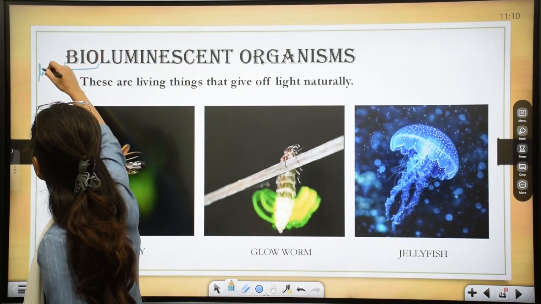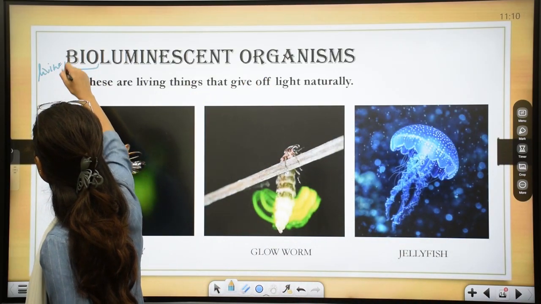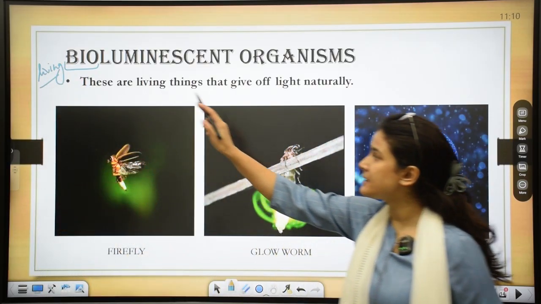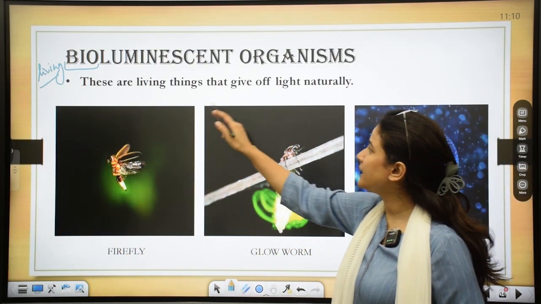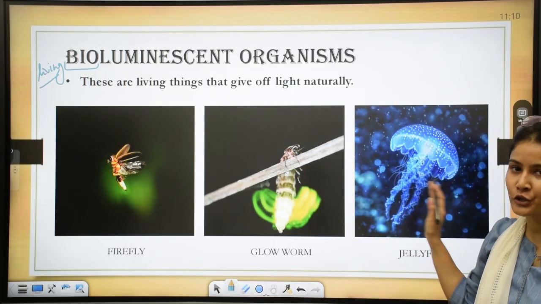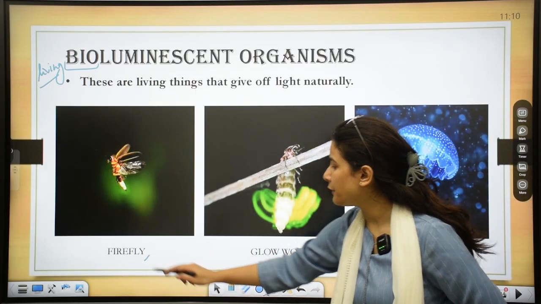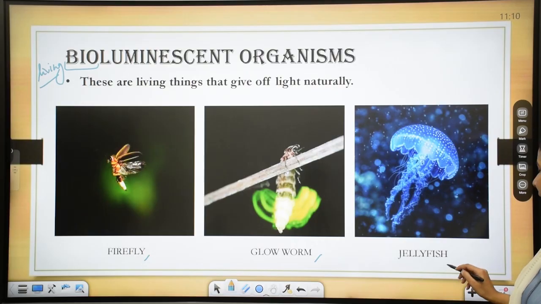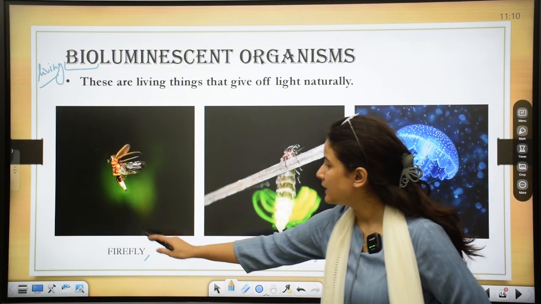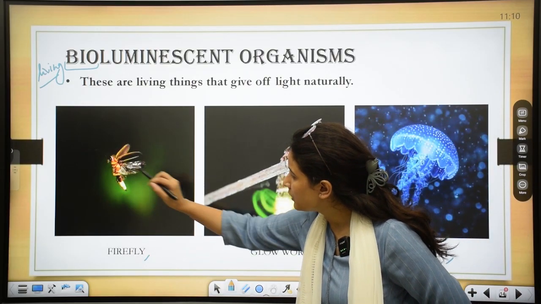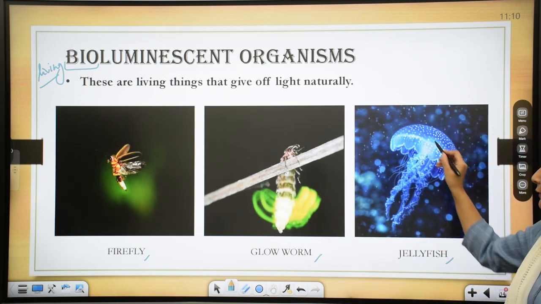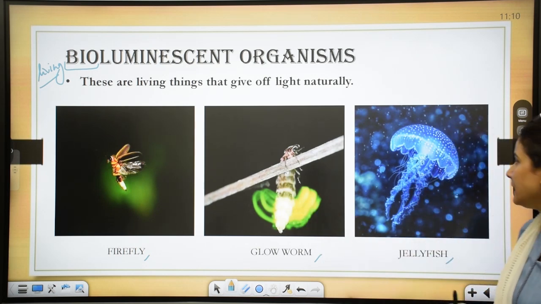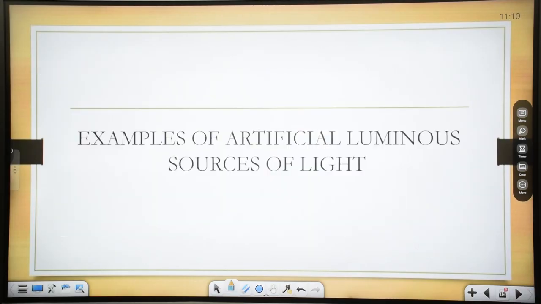Bio means anything that is living in this case. Some of the living things also produce their own light. These living things give off light naturally. For example, firefly, glowworms and jellyfish. You can see the firefly is emitting light of its own, the glowworm is emitting light of its own, and the jellyfish is obviously, you can see, emitting light of its own.